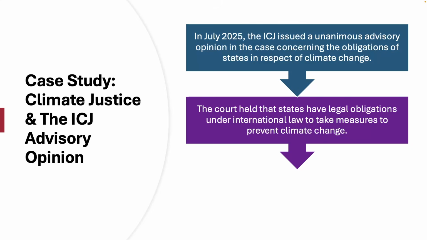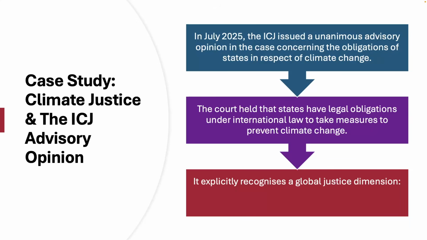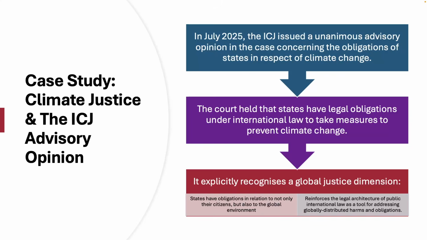The ICJ here is linking the crisis of climate change to state responsibility, to the responsibility of states under international law. And so it explicitly recognizes a global justice dimension in the sense that the state's obligations relate not only to their own citizens, but to a global environment, to future generations and states that are vulnerable to climate change, global south states, poorer countries. It reinforces the legal architecture of public international law as a tool for addressing globally distributed harms and obligations. So essentially, this is the terrain of global justice, the idea of transnational or shared burdens and fairness across borders. And it potentially shifts the horizon of state obligations under international law from purely bilateral relations to a broader global justice responsibility.